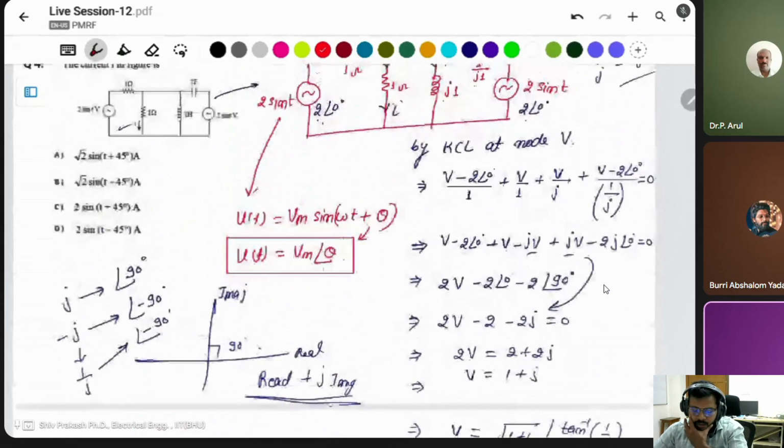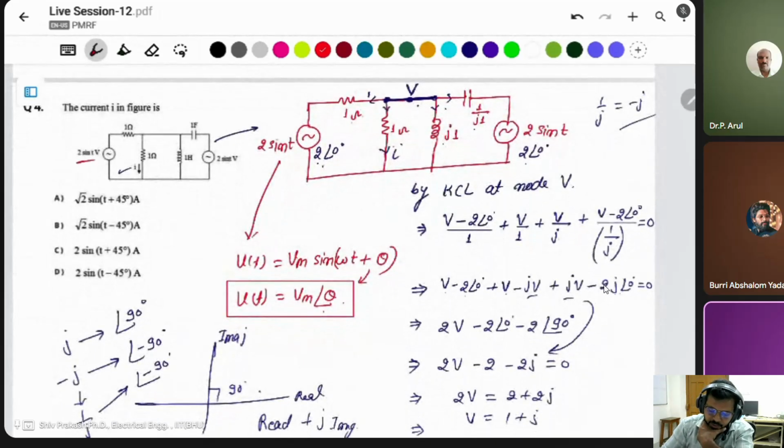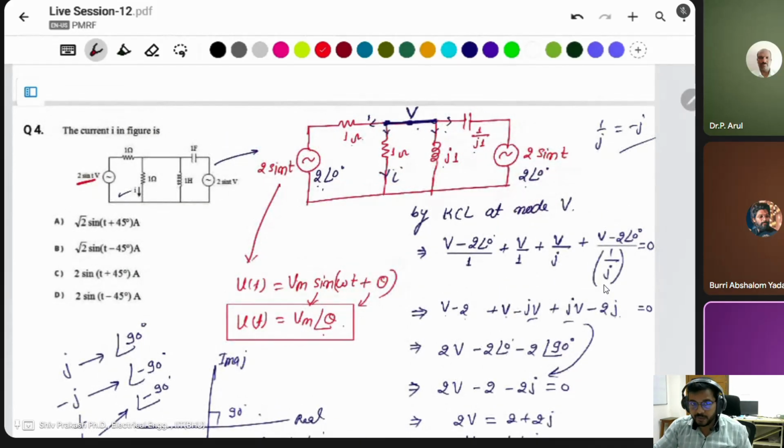In the question, if they mention something like 2 sin t or some theta also, then you can simply write it as V at angle theta. Here the angle is zero, so there is no meaning of 0, and you can write it as 2 also. No need to write the angle, you can write only 2, because 2 at angle 0 is only one real part, and the imaginary part is 0 in this case. That's why the real part is 2 only. This is 2 plus V. You can simply use KVL like a DC circuit.